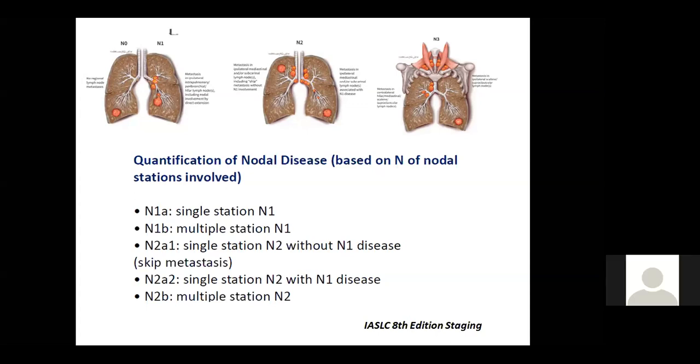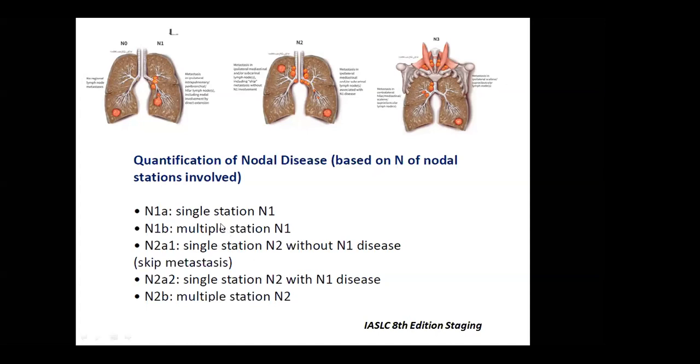It is important to keep this in mind because when we are deciding whether to take a patient for radiation or send a patient for surgery, particularly in the case of N2, this particular classification helps us, because possibly a single station N2 with operable primary in the lung would be considered for surgery as well.